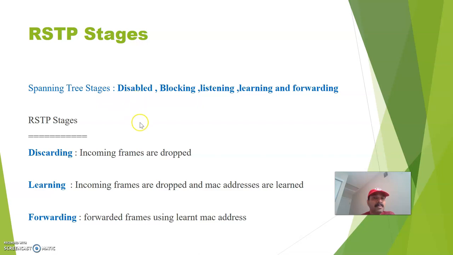So what are the spanning tree stages? It contains disable, blocking, listening, learning and forwarding. Disable, blocking and listening are combined into a stage we call the discarding stage. In the discarding stage the incoming frames are dropped, and in the learning stage the switch will learn the MAC address, and using the learned MAC addresses it will start forwarding the frames. So discarding, learning and forwarding are the three stages in RSTP.